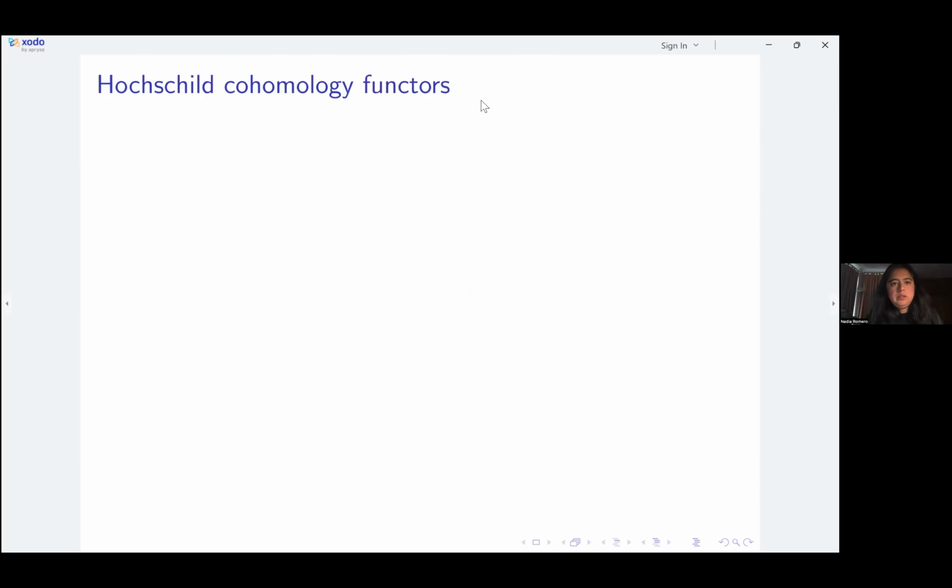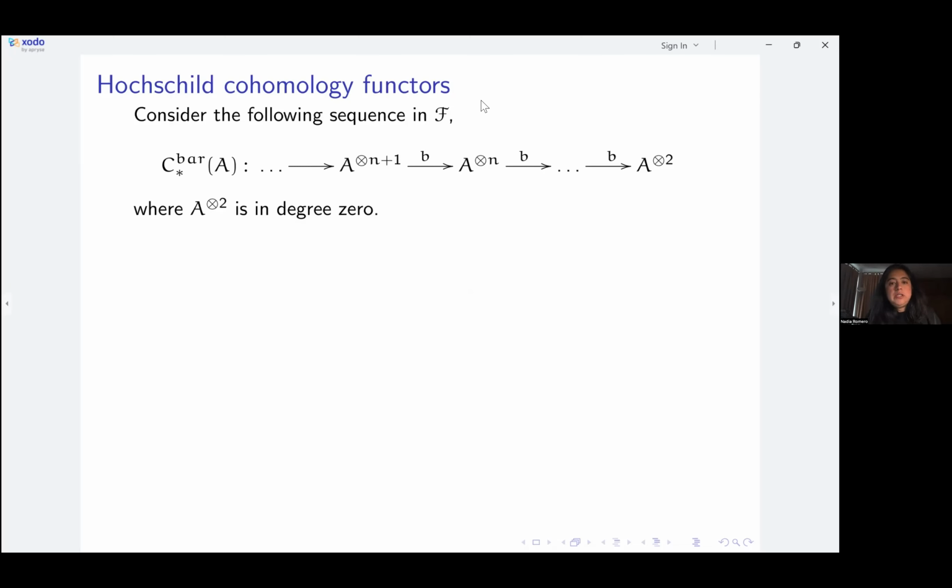And so the next construction I'm going to do works in general in any monoidal category. So we're going to fix A to be a monoid from now on, a monoid in F. And we can consider this complex in F. But again, this works in a more general context. This works in any monoidal category, actually. We don't need to be in F. This works for any monoid in any monoidal category. So, as usual, A tensor 2 means, of course, the tensor of A with itself 2 times.